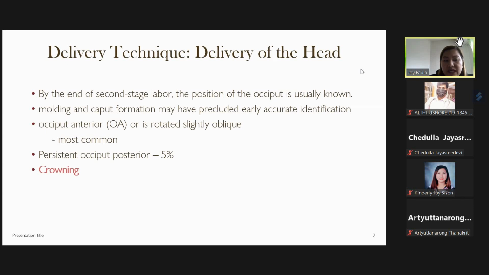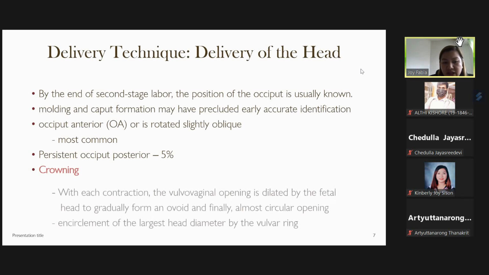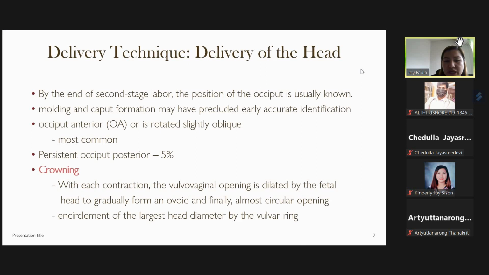Medyo mahirap kasing i-deliver yung mga ganito na position. So, when do we say that it's already crowning? Crowning usually happens when each contraction causes a vulvovaginal opening that is dilated by the fetal head. And then it will gradually form an ovoid and almost circular opening.